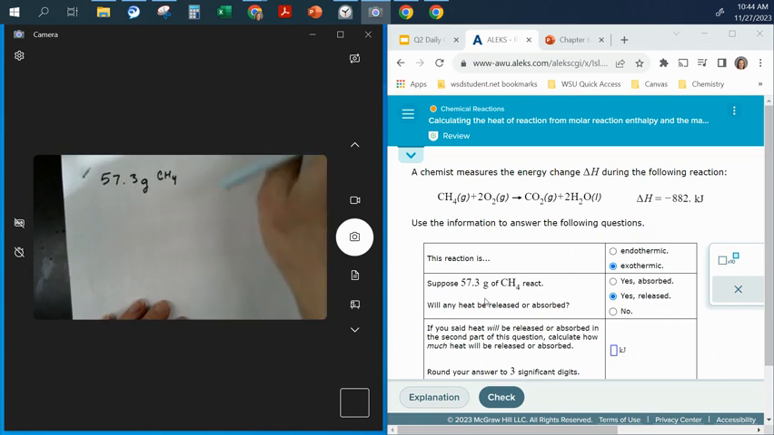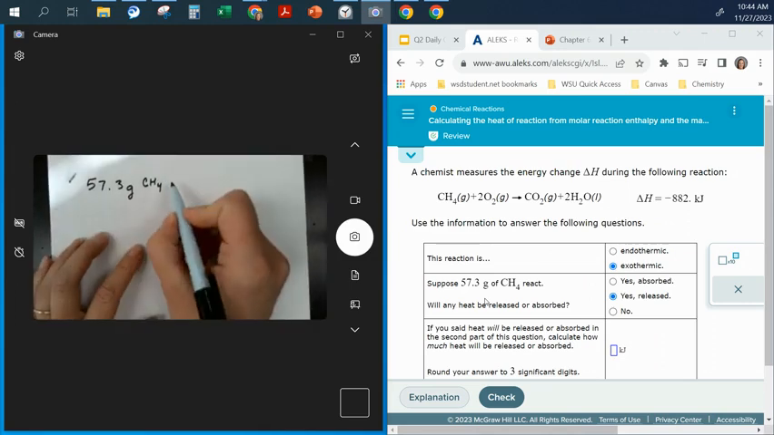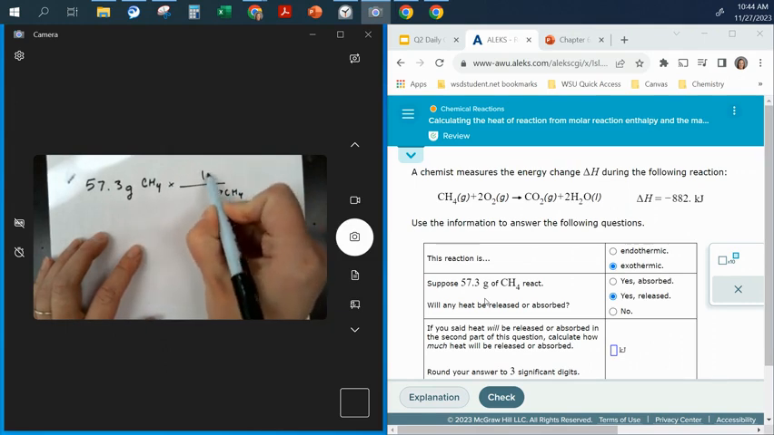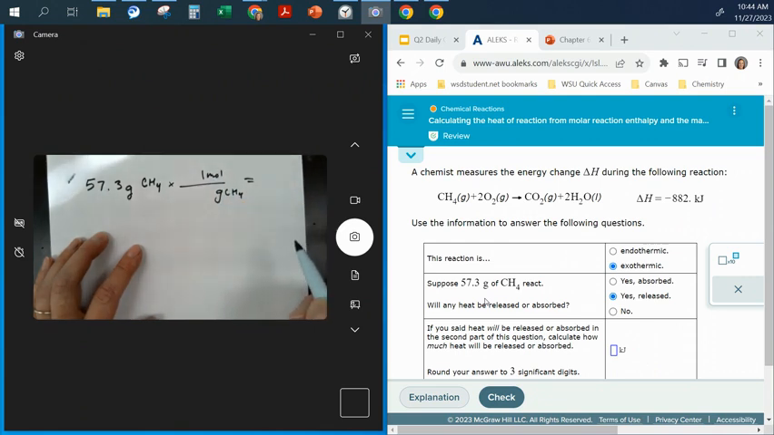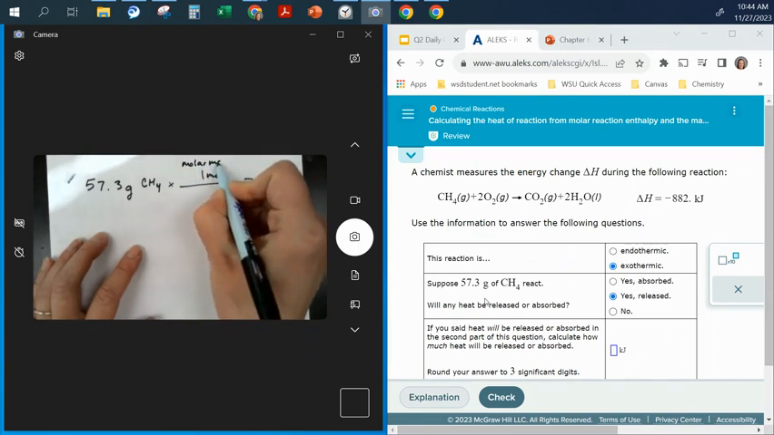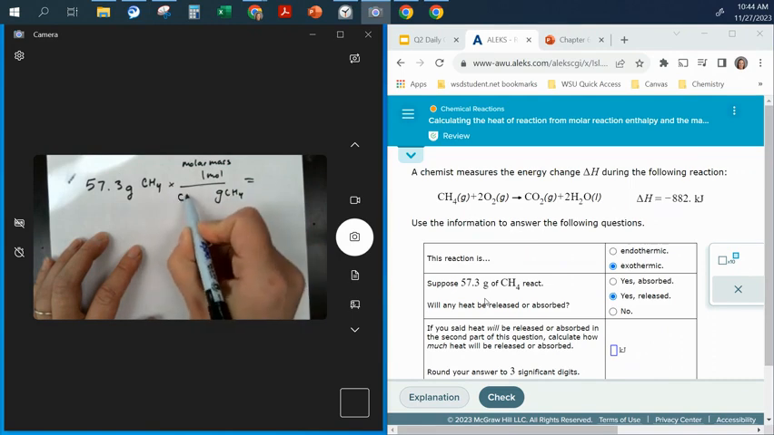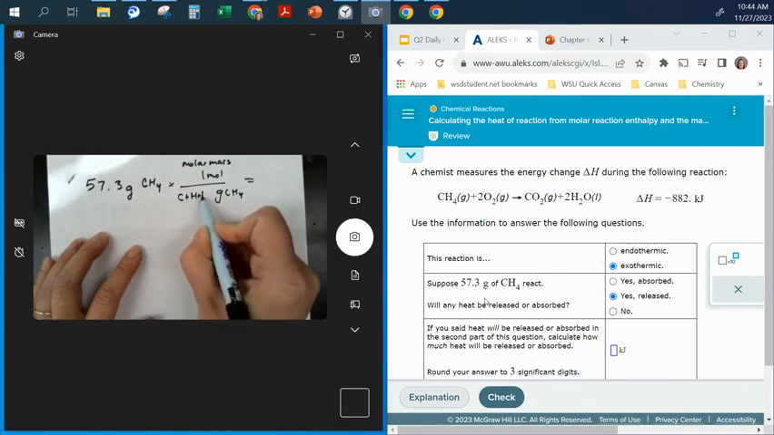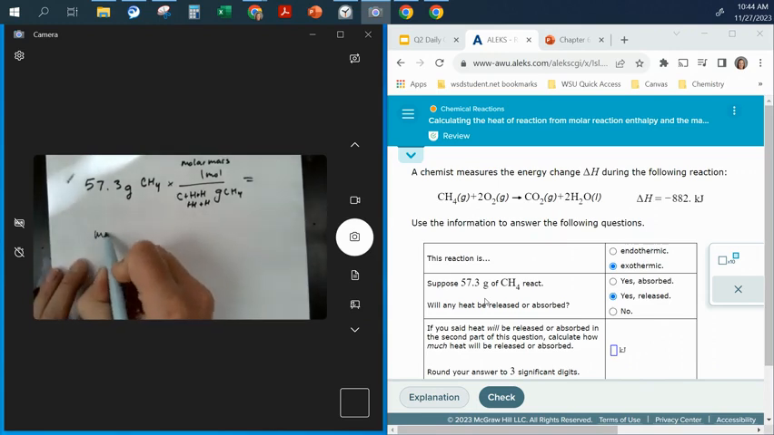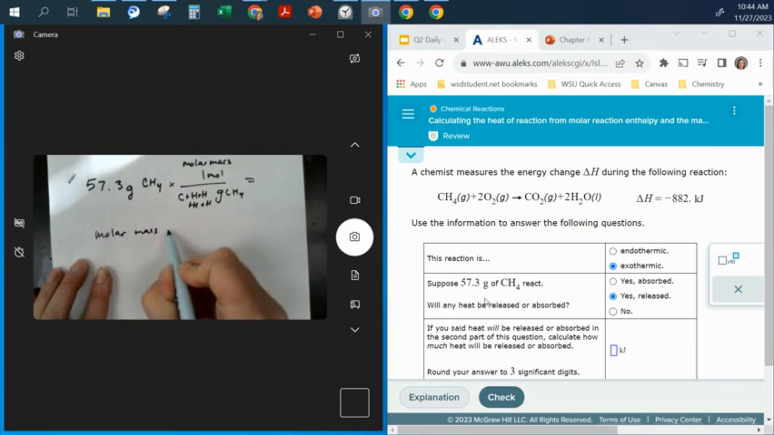So Avogadro is related to moles. We're going to use the molar mass. Does that sound familiar? So we need to get how many grams of methane for 1 mole of methane. Remember this? This is our molar mass. We need to add up carbon plus hydrogen times 4: hydrogen, hydrogen, hydrogen, hydrogen. Remember doing that? So let's write that: molar mass of methane.